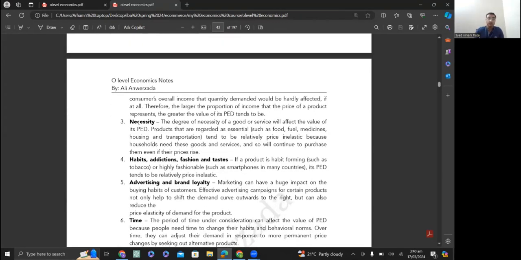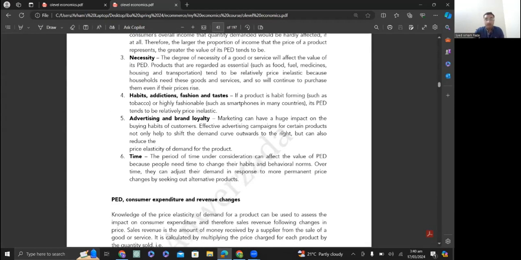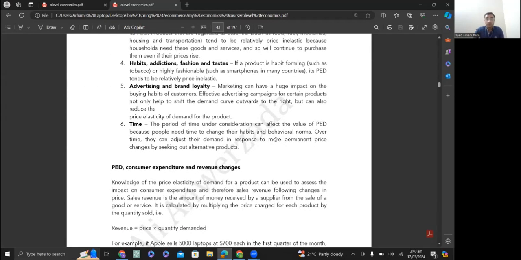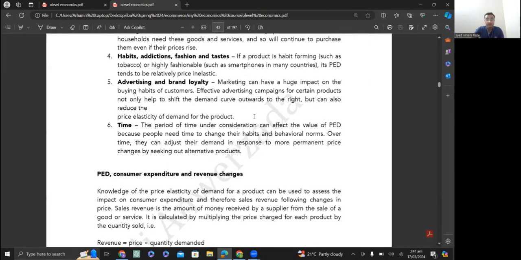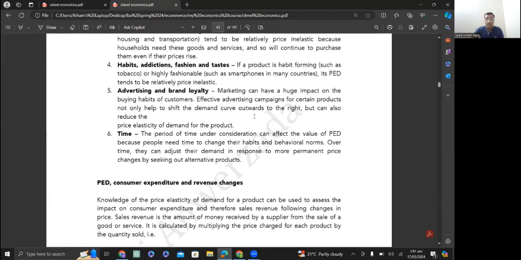Now, if the good is a necessity, like wheat, which you make bread with, the price elasticity will be inelastic. Why? Because if you increase or decrease the price of such goods, you are still going to buy them, because you need such products to survive. That is your necessity. So necessity items have an inelastic price elasticity of demand. Okay, now there are some other factors as well, so you can just go through them.